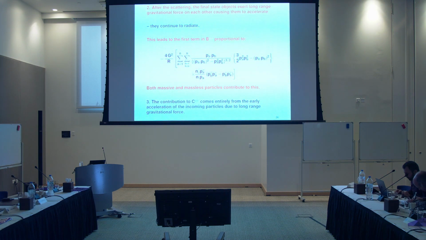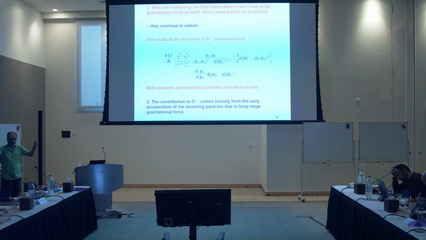Now, the origin of the first term in the expression for B. So, this term arises from the following source: after the scattering, imagine that a set of objects have come together, scattered and gone out. After they have gone out, they still exert long range gravitational force on each other. And because of this long range gravitational force on the particles among themselves, they continue to accelerate or decelerate. So, because of this continued acceleration, because of the long range gravitational force between the final state particles, the radiation does not stop, they continue to radiate. And it is this effect that leads to the first term in B mu nu, and that is proportional to this.